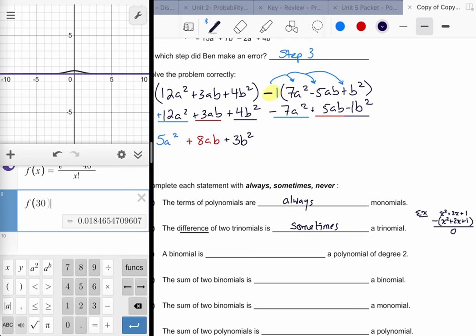Now, if I added them together, even though they said difference, I'd get another trinomial. If I subtracted a different trinomial, I'd get a different trinomial, right? Not necessarily 0. But there are instances in which I would subtract trinomials and not get a trinomial.